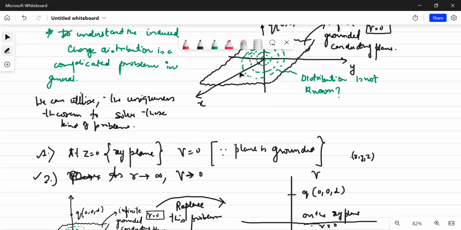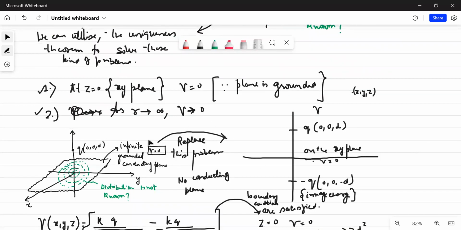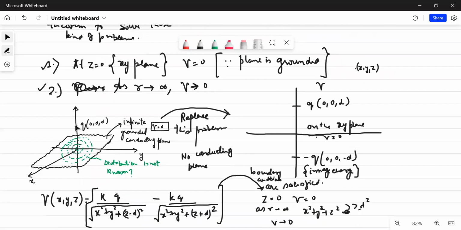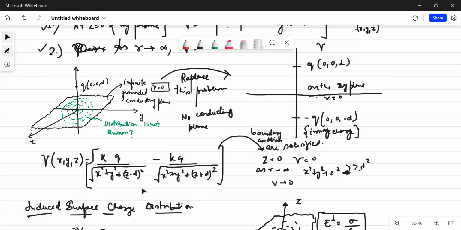One boundary condition is that since this is grounded, at z equal to 0 the potential must be 0, and at infinity also the potential should be 0. So in order to satisfy these boundary conditions, what do we do? We replace the system by this system. In this system, we have taken q, and instead of the plane, we have written that V should be 0 at the xy plane, and we have taken an image charge. And subsequently, we also found the potential.